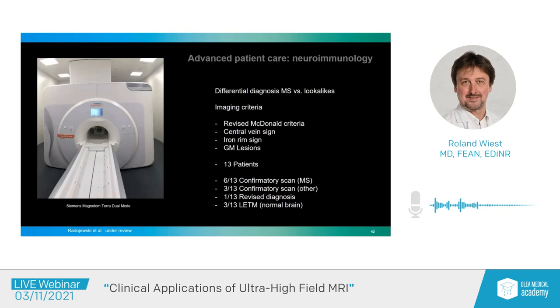In only 1 of the patients, we needed to revise the diagnosis, and 3 of the 13 just had an extensive transverse myelitis with a definitely normal brain. So this is really, I think, very promising technology also for the future in order to see which patients really fulfill the criteria of multiple sclerosis at a very early stage of the diagnosis, especially when they come, for example, with a radiologically isolated syndrome.